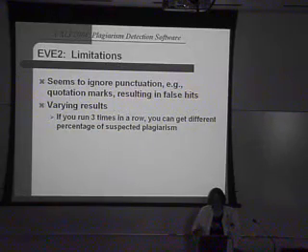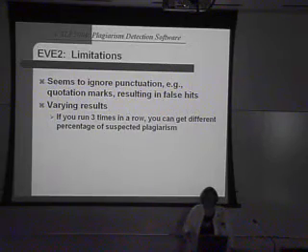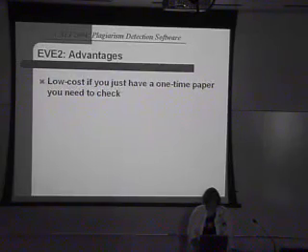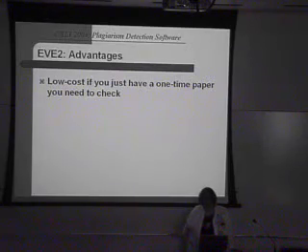So, they recommend in one of the articles in the bibliography to run through Eve 2 three times in a row. You'll get a different percentage of suspected plagiarism each time. That's what they recommend you do when you use it. It is low cost: $19.99, plus you can get a site license, I think for $200. If you have a one-time paper, $19.99 is worth it.